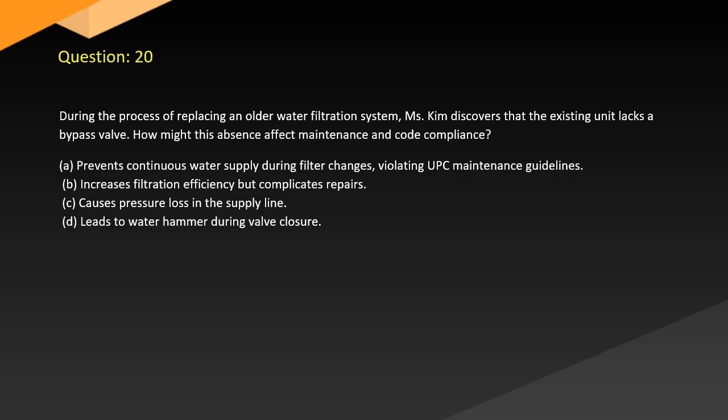Question 20. During the process of replacing an older water filtration system, Kim discovers that the existing unit lacks a bypass valve. How might this absence affect maintenance and code compliance? A. Prevents continuous water supply during filter changes, violating maintenance guidelines. B. Increases filtration efficiency but complicates repairs. C. Causes pressure loss in the supply line. D. Leads to water hammer during valve closure.